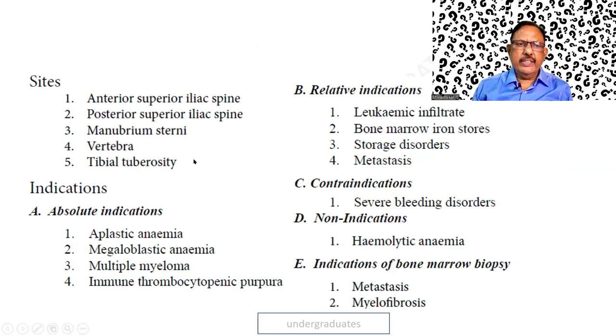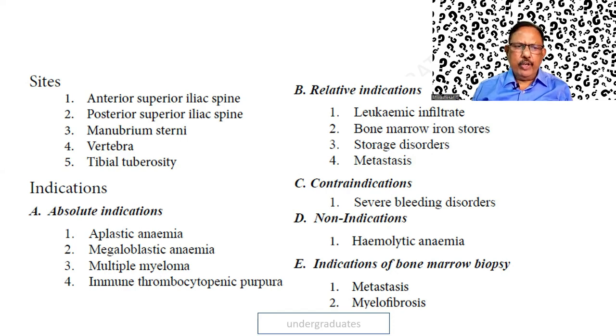The sites for us to make an aspiration will be anterior superior iliac spine, posterior superior iliac spine, manubrium sterni, vertebrae, and the tibial tuberosity. Please learn this by heart. Coming to the indications for bone marrow aspiration, they can be divided into absolute indications and relative indications. Absolute means without this, I cannot make a diagnosis.